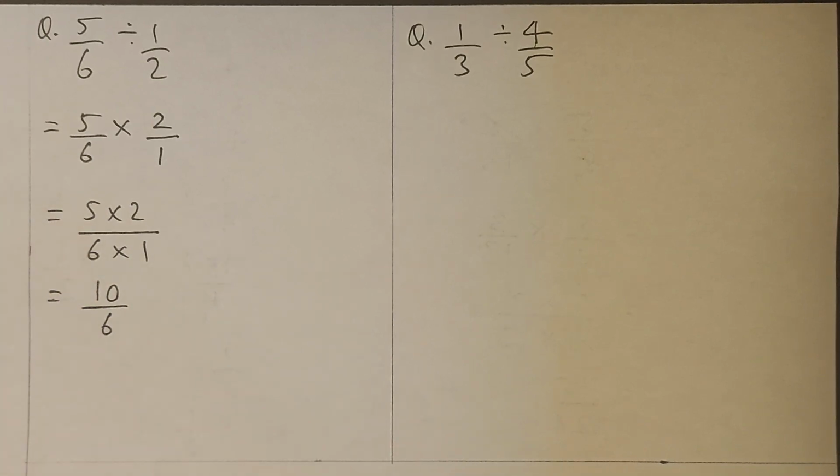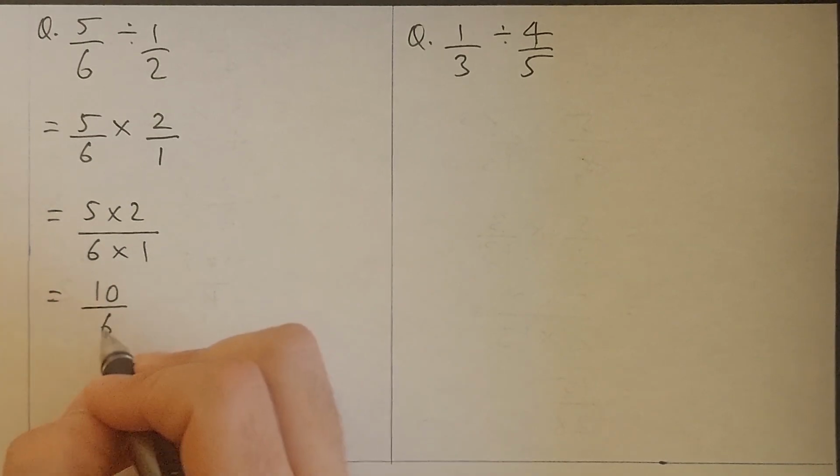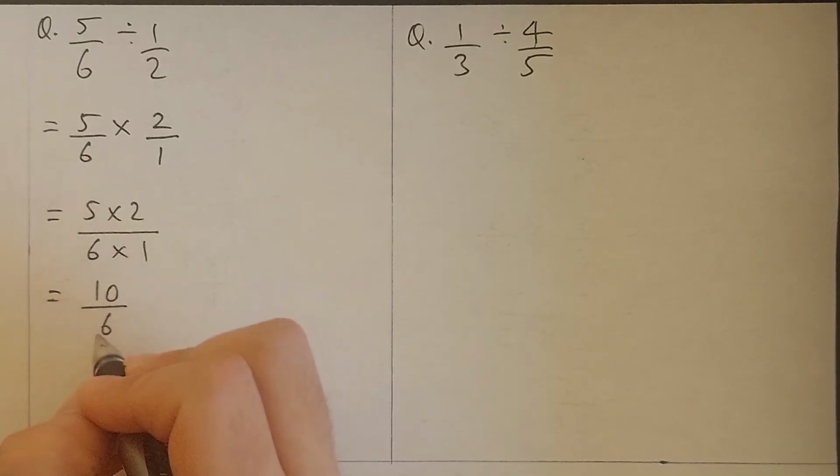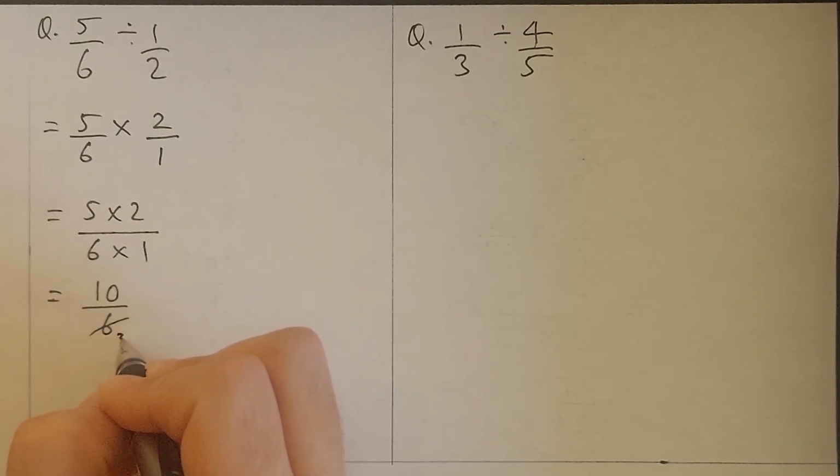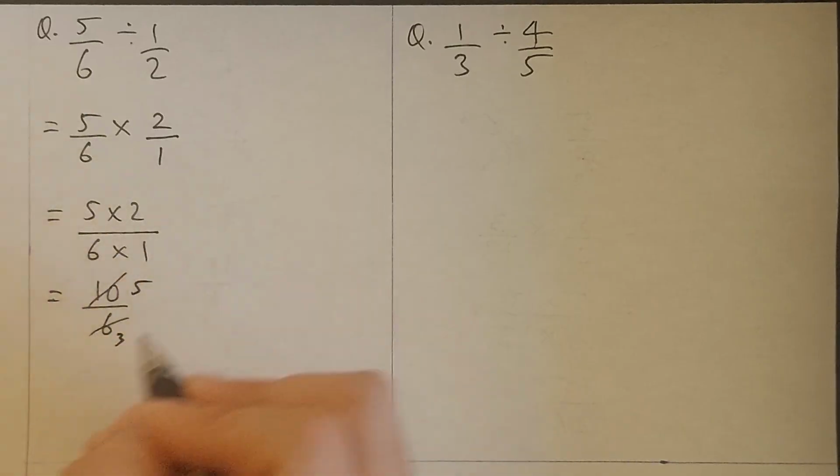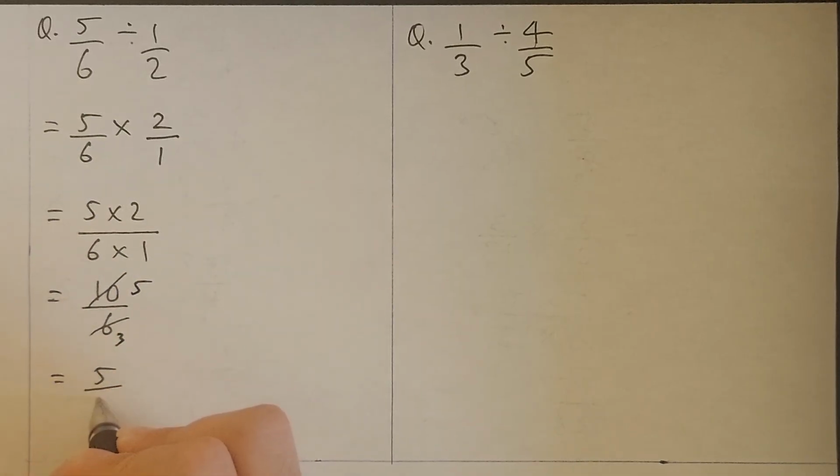Can we simplify this further? Yes. Both of them are multiples of 2. 6 divided by 2 is 3. 10 divided by 2 is 5. This becomes 5 by 3.